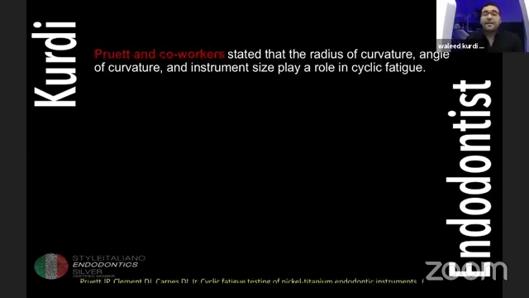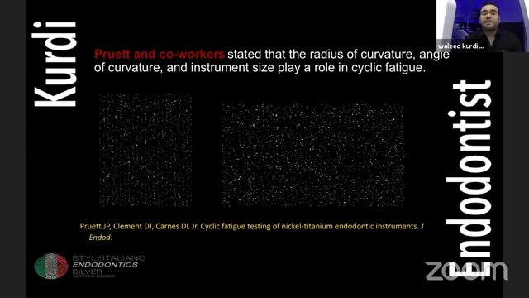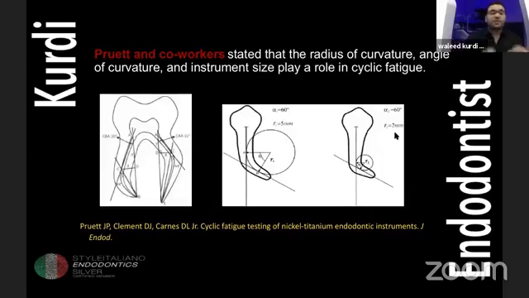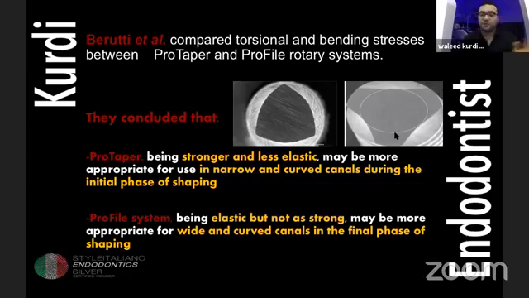All right. Another study by Pruett and colleagues stated that a lot of factors affect cyclic fatigue. Radius of curvature, angle of curvature, even instrument size play a very big role in cyclic fatigue. And this is only in cyclic fatigue, not due to torsional stresses. You have to separate and differentiate between them.